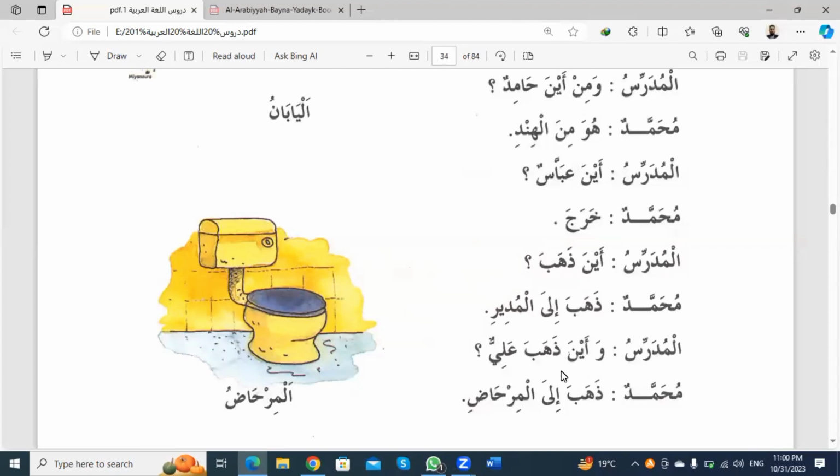Wa aina, and where? Zahaba, went, Ali. And where did Ali go? Wa aina, and where. So the new thing is that zahaba, went. So we will say zahaba, went, ila al-mirhaz, to the toilet. We'll revise this again in the next class, inshallah.